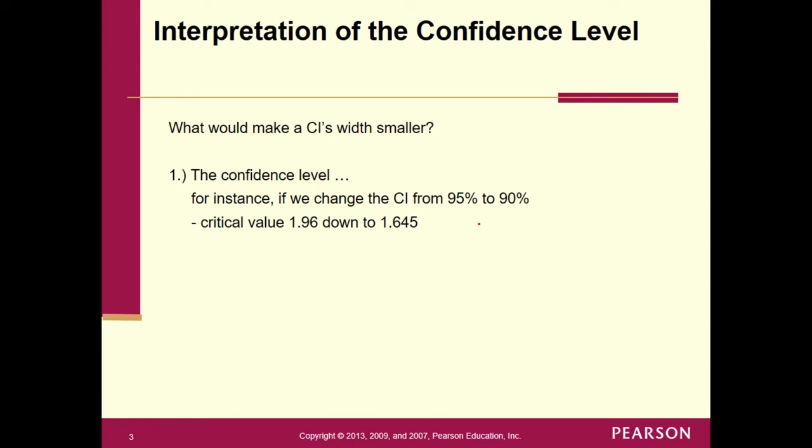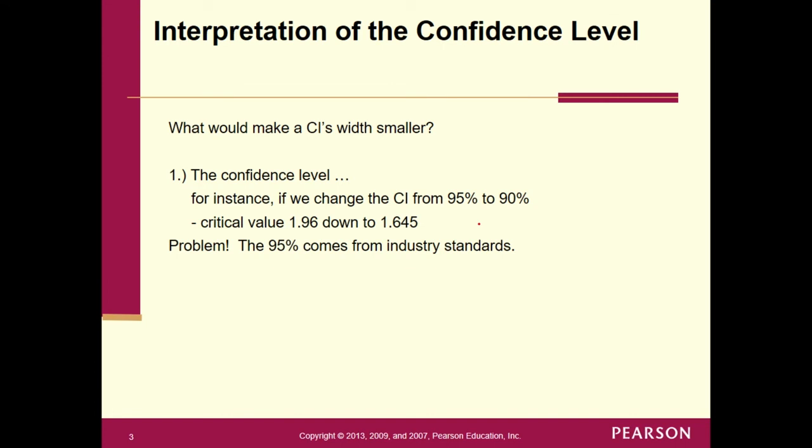Now, that's for a confidence interval for the population proportion P, all right? But I can guarantee you that no matter what confidence interval you are creating, if you go from 95% down to 90%, the critical value will go down. Okay, no matter what confidence interval you're creating. It doesn't matter what parameter you're taking a look at. All right, but there's a problem with this.